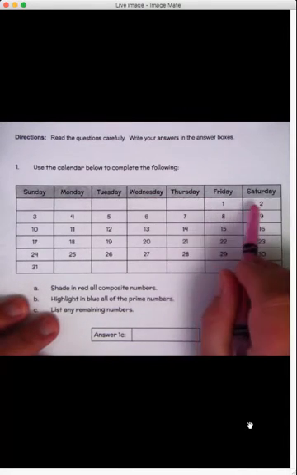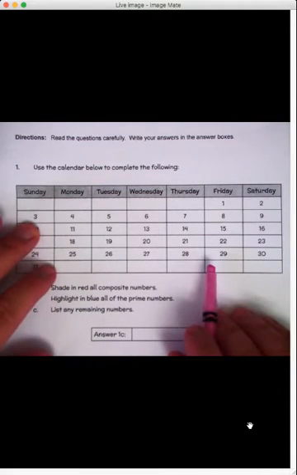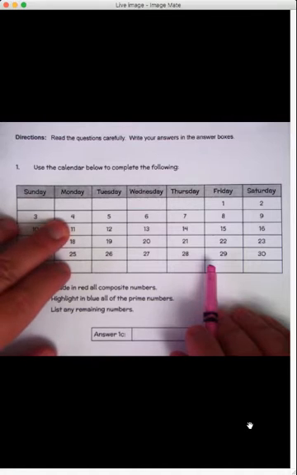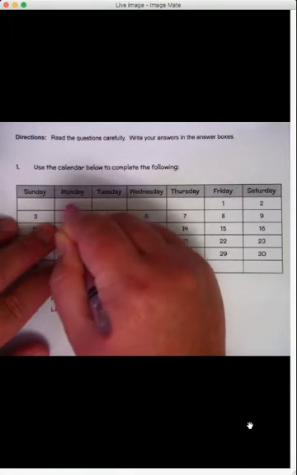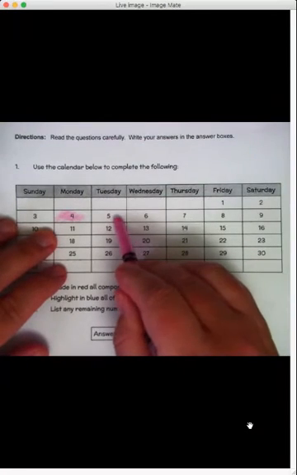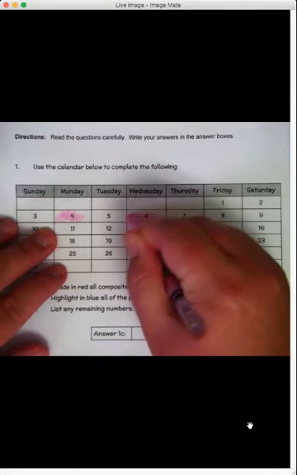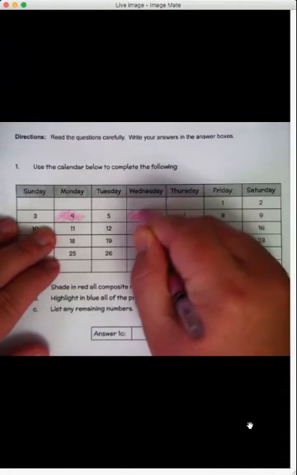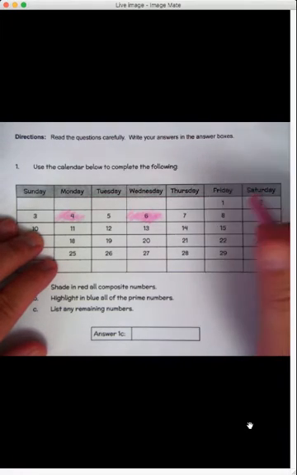1 is not a composite number. 2 is not a composite number. 3? No. Just 1 times 3. 4 is a composite number: 1 times 4, 2 times 2. Okay. 5, prime. 6, 1 times 6, 2 times 3. It's a composite number. Okay. 7, no.